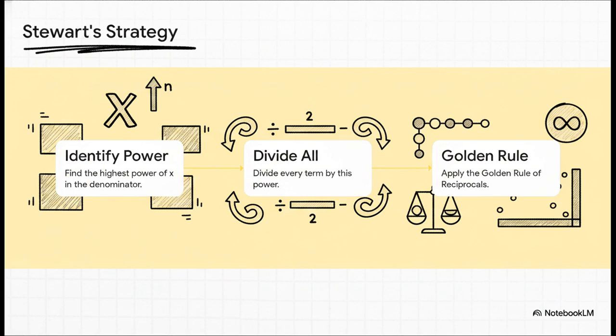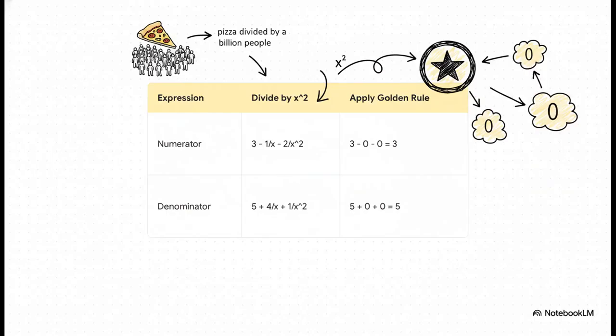Apply our golden rule of reciprocals. So looking back at our denominator, the highest power of x is x squared. That means x squared is our divisor. Let's execute this strategy. And wow, this brilliantly illustrates the transformation. When we divide the numerator by x squared, the 3x squared becomes just 3. The negative x becomes minus 1 over x, and the negative 2 becomes minus 2 over x squared.